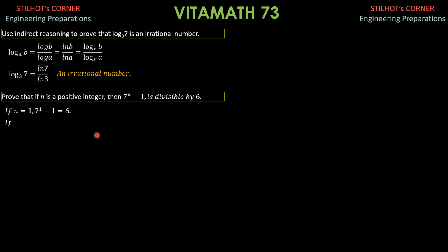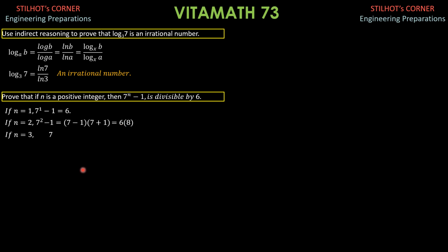When n is 2, it becomes a difference of two squares, 7 squared minus 1 squared, and the factors are 7 minus 1 and 7 plus 1. 7 minus 1 is 6, then 7 plus 1 is 8, so that would be 6 times 8. So it is indeed divisible by 6.